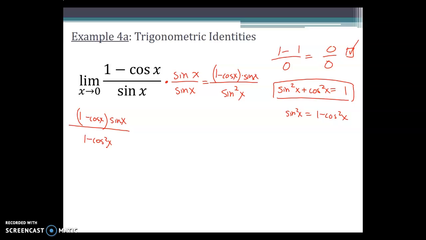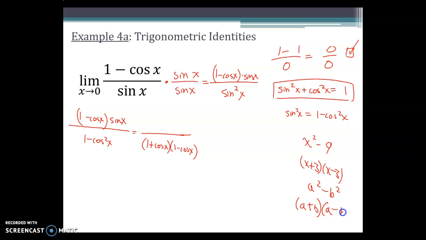Very, very tempting to cancel the squares here, but absolutely not. Under no circumstances should you ever do that, because what actually happens is this thing factors into 1 plus cosine times 1 minus cosine. Remember, difference of two perfect squares. x squared minus 9 is equal to x plus 3 times x minus 3. a squared minus b squared is a plus b times a minus b. Well, 1 squared minus cosine squared is 1 plus cosine, 1 minus cosine.